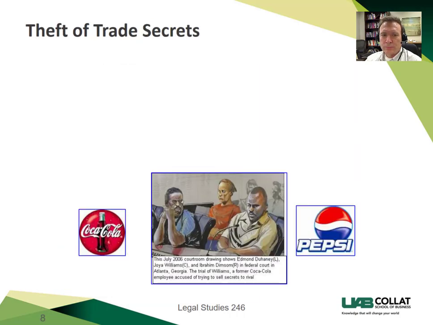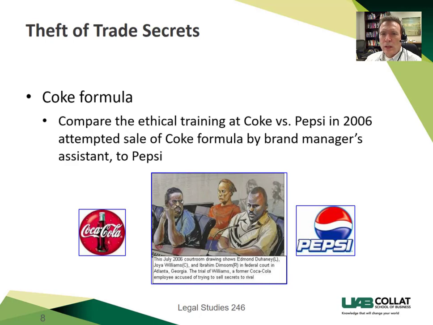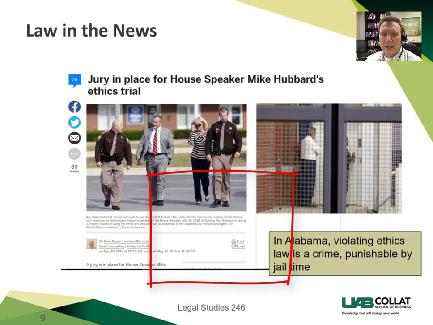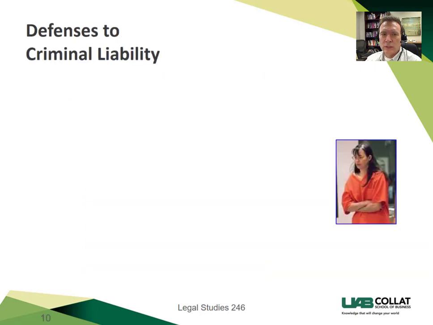An example of a crime in the United States: sometimes people are surprised about what is and is not a crime. Clearly, taking someone's life is a crime, but it is also a crime to steal trade secrets, as this woman tried to do from Coca-Cola. We'll be talking about that. It's also a crime to act unethically if you are a public official, and our former Speaker of the House here in Alabama, Mike Hubbard, found that out the hard way several years ago.